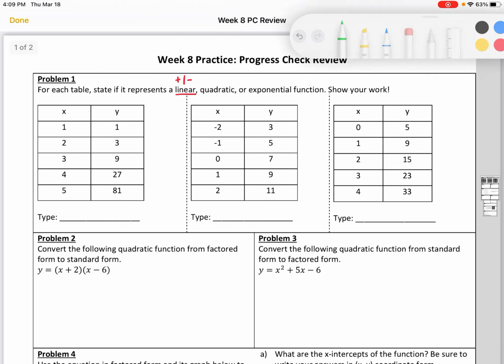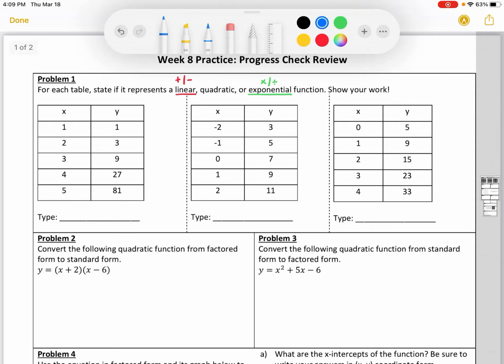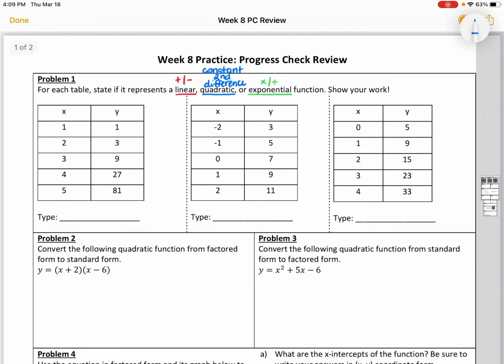We also learned a little while ago that for exponential functions, we can tell a table is exponential if it is multiplying or dividing by a constant number every time in the y values. And then quadratic is a little bit different. That's the most recent one we've learned about. Quadratic is, we can tell it's quadratic if the y values have a constant second difference. And you might not really remember what that looks like, but you'll see when we get to our quadratic table.